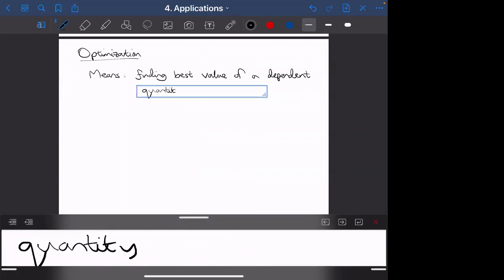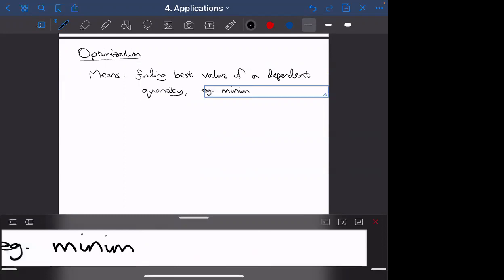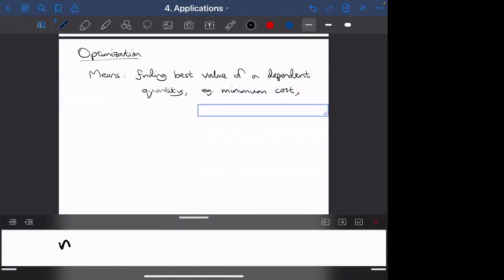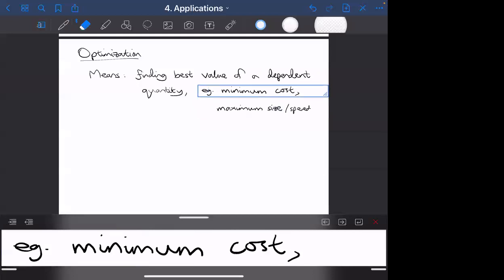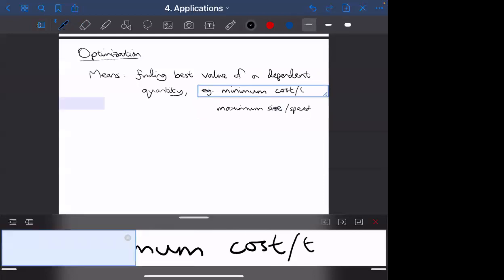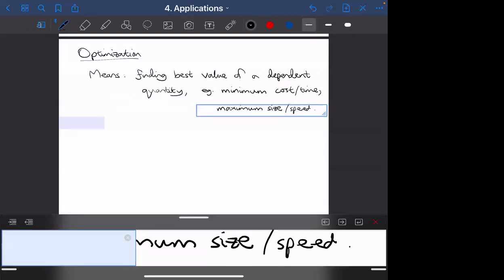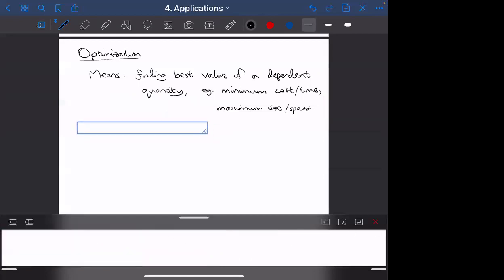So for example, minimum cost, maximum size, or speed. It could be minimum cost or minimum time. All of these things are optimization problems. So we'll give a few examples.